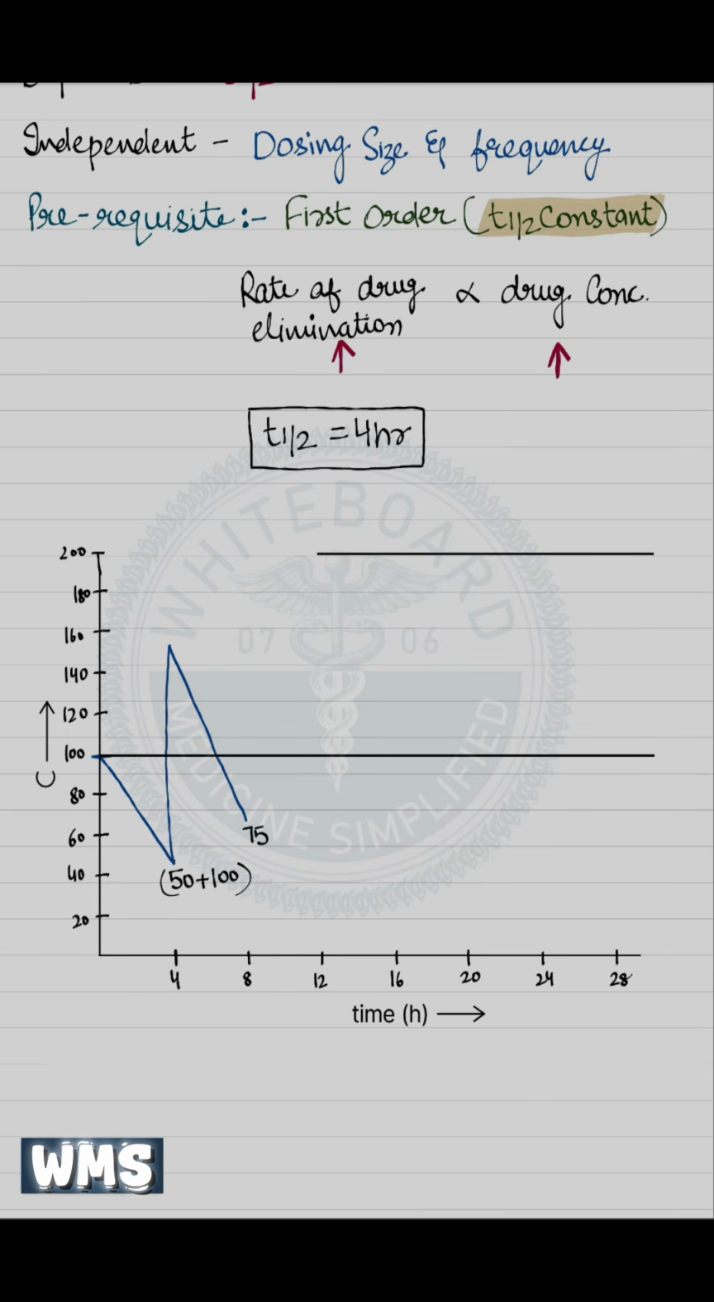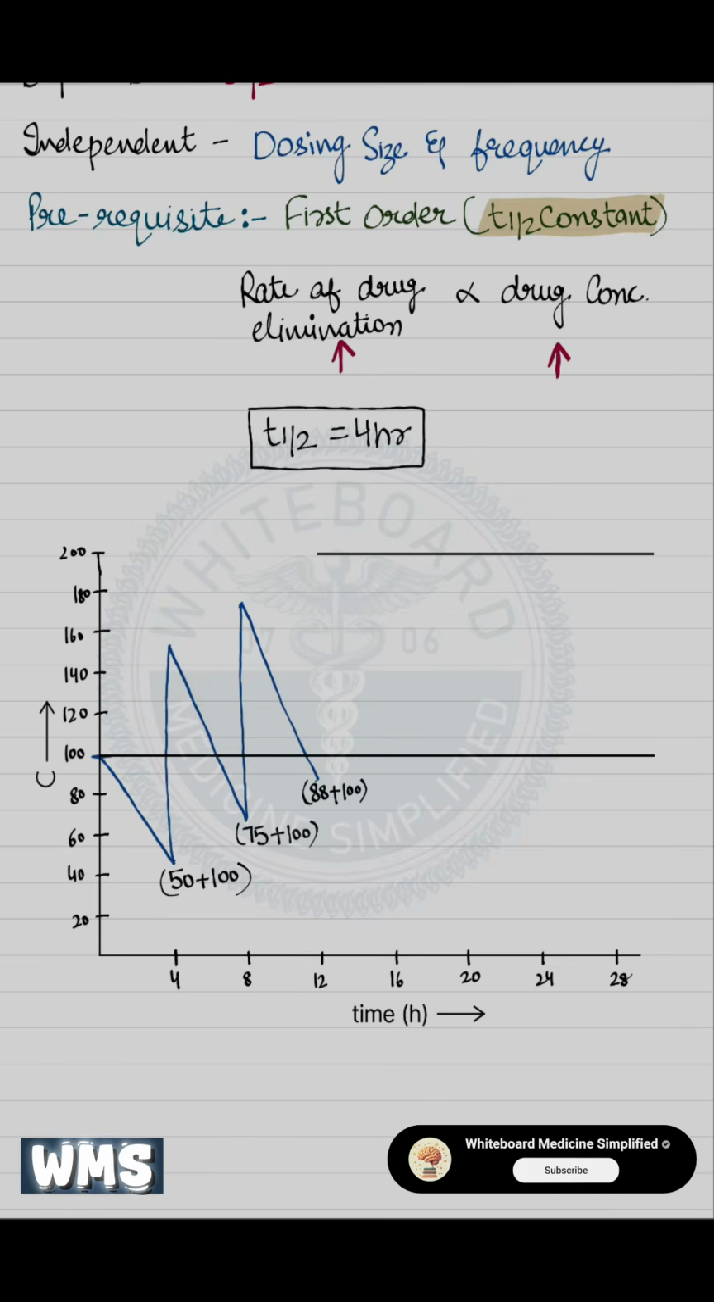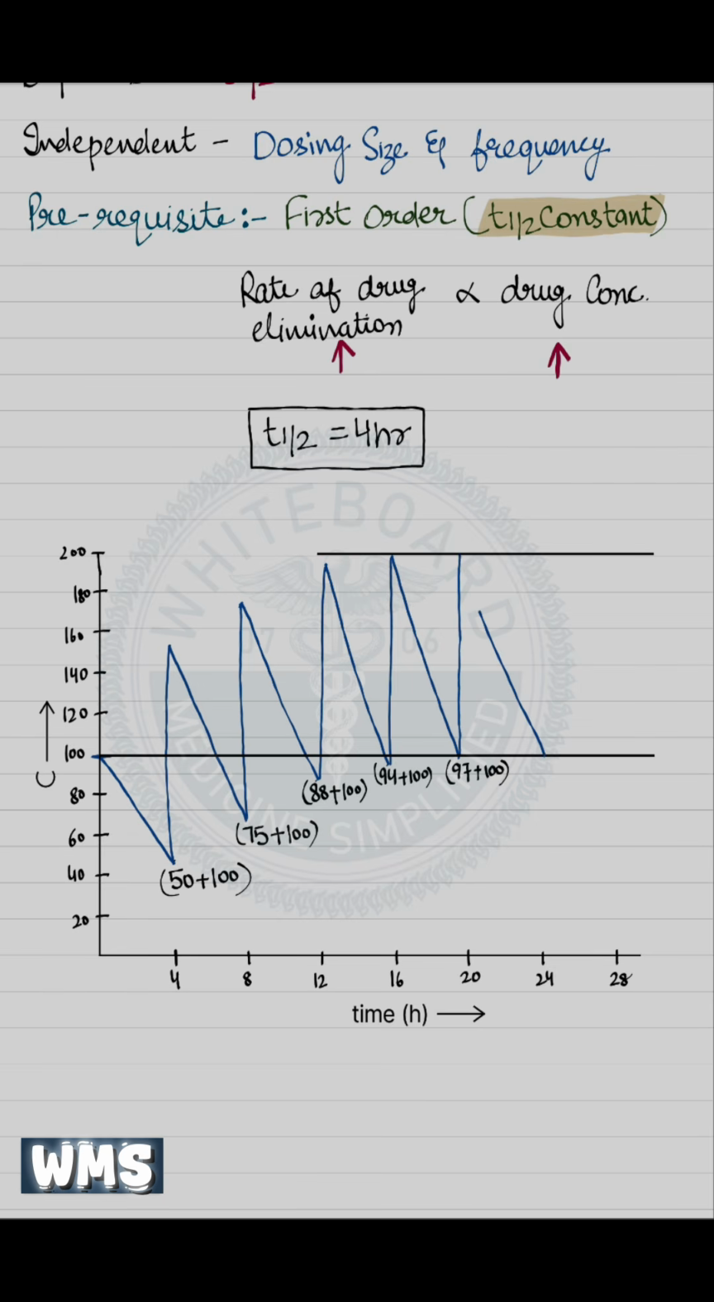At this point, we administer the third dose of 100, raising the level to 175. After the next half-life, it falls to around 88. Then we add another dose, and the concentration rises further. This process keeps repeating, but gradually you will notice that the rise and fall in drug levels becomes stable.